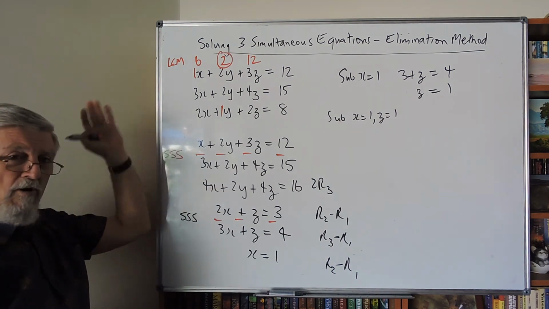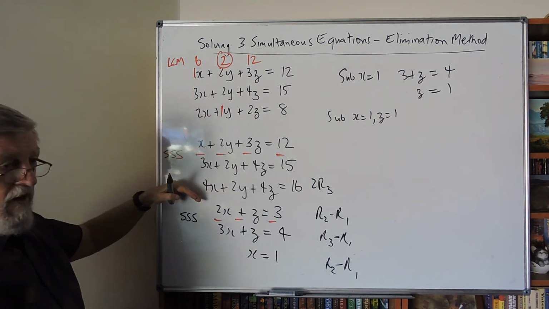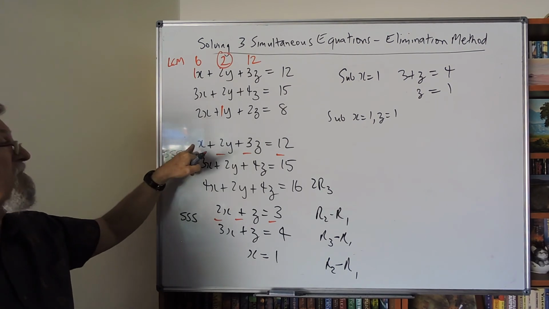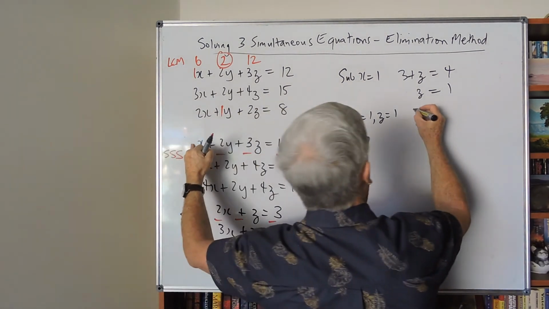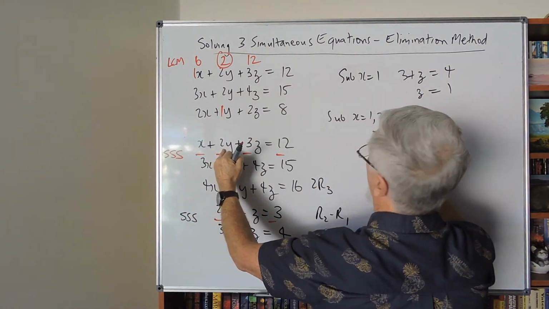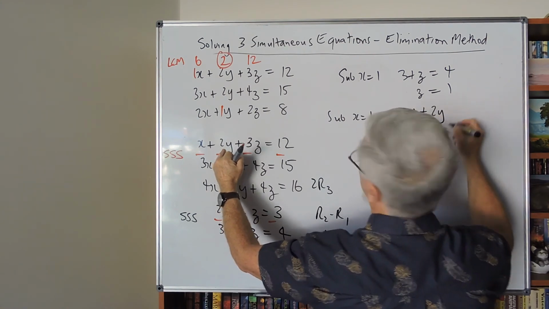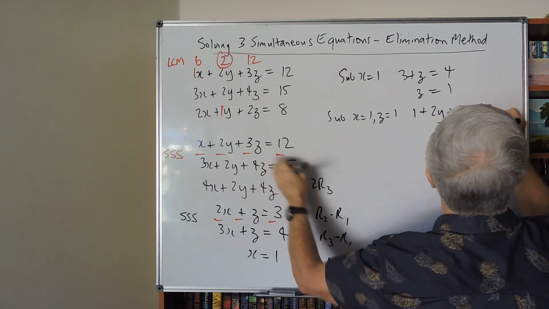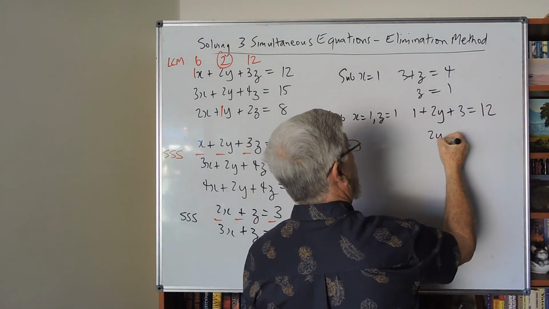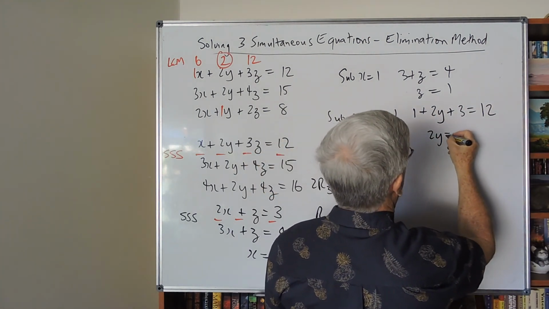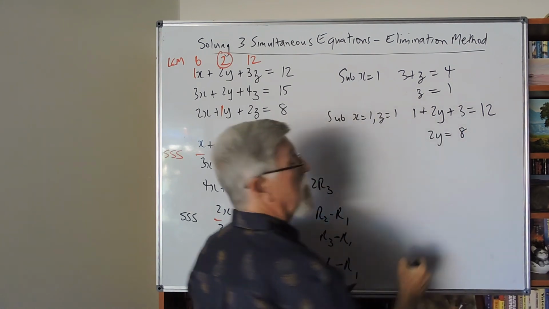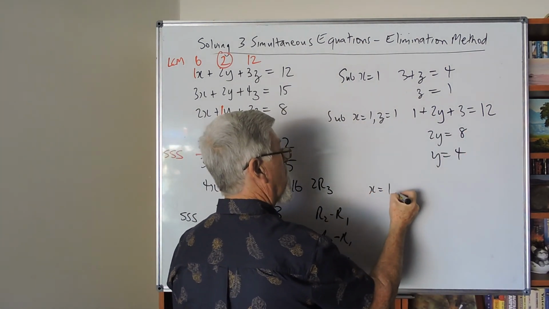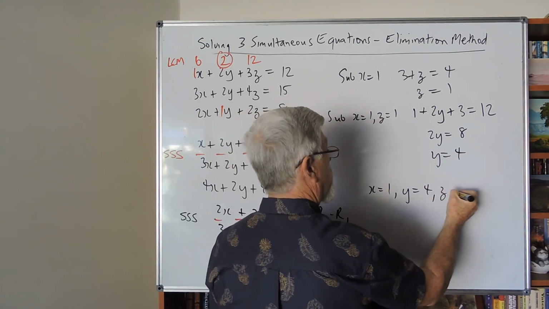I could sub it anywhere I wanted. Any of those 6 equations, there's not really 6, but they're the same. That one looks like the nicest and easiest. So I'm going to go 1 plus 2 by y, I don't know what y is, 3 by z is 3, equals 12. Take 4, and I've got 2y equals 8, and then I've got y equals 4. So my solution is x equals 1, y equals 4, and z equals 1.